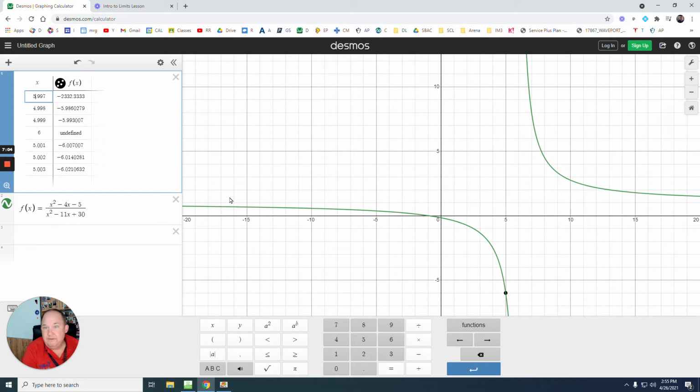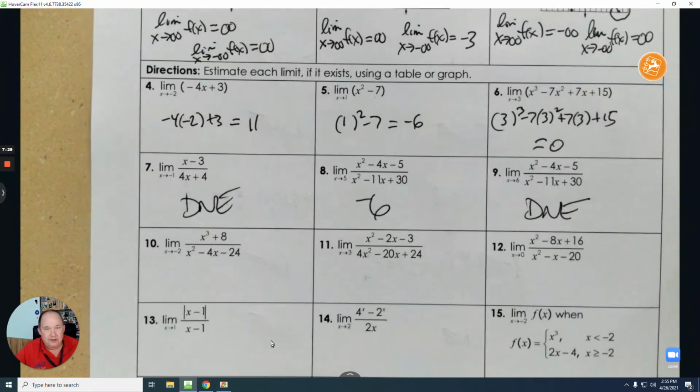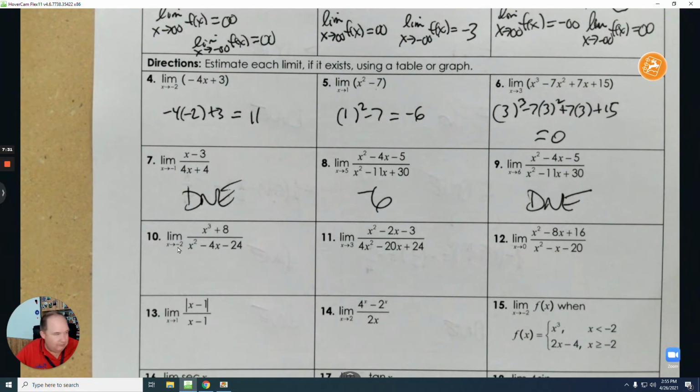If I went 5.997, 5.998, notice how here it's getting closer to negative infinity. And then on the other side, it's getting closer to infinity. They're not approaching the same number on both sides of 6. Therefore, it does not exist. All right, number 10, negative 2.